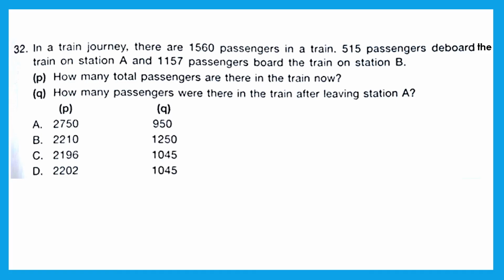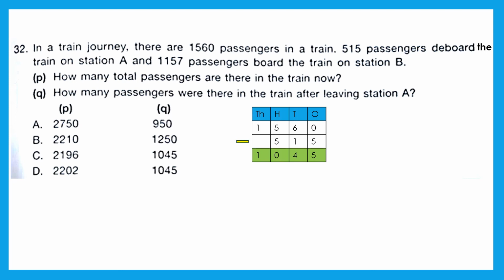1,157. So let's see statement P. How many total passengers are there in the train now? Very good. So let's solve one by one. First, we'll find how much passengers were left when few passengers deboarded from the train. So what we'll do is 1,560 minus 515 passengers.